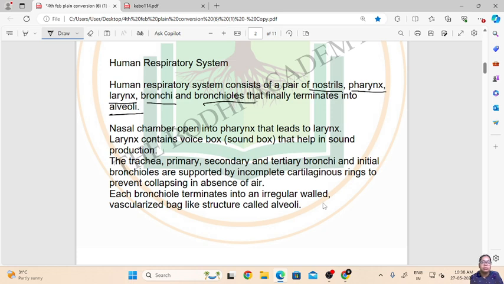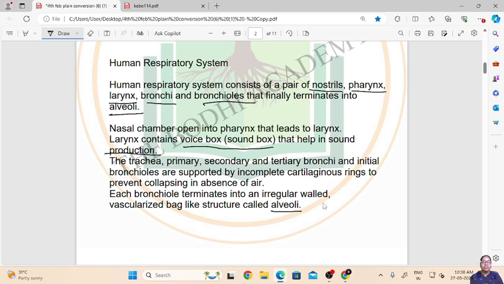The nasal chamber opens into the pharynx that leads to the larynx. Larynx contains the voice box, that is the sound box that helps in sound production. Then the trachea, the primary, secondary and tertiary bronchi and initial bronchioles are supported by incomplete cartilaginous rings to prevent collapsing in the absence of air. And each bronchiole terminates into an irregular walled vascularized bag-like structure called alveoli.